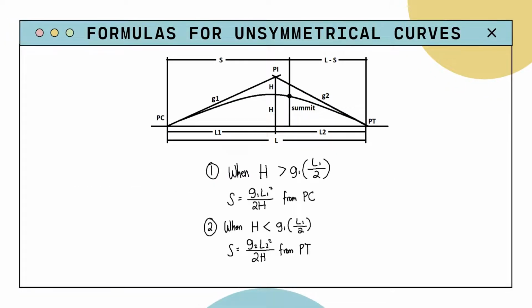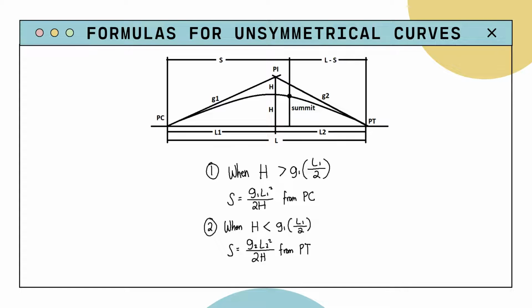Lastly, when we have h greater than g1 times L sub 1 over 2, s is equal to g1 times L sub 1 squared divided by 2h. So s here is the length of the horizontal line from point PC to the highest or lowest point of the parabola, while for a value of h that is less than g1 times L sub 1 over 2, s is equal to g2 times L sub 2 squared divided by 2h. And what this means is that s is the length of the horizontal line from point PT to the highest or lowest point of the parabola.